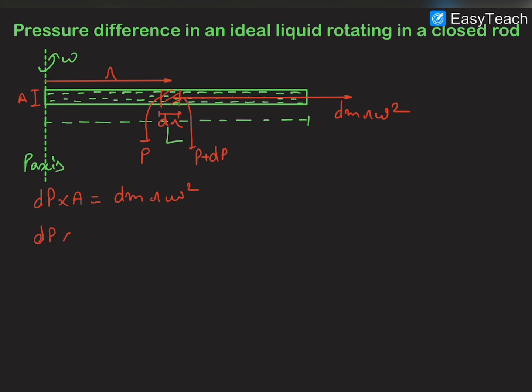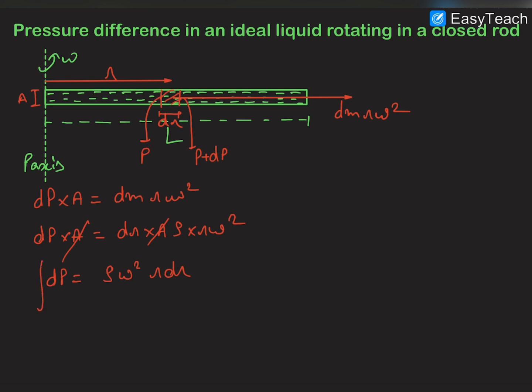Now this is dP into area, and that is dm. dm would be dx, in fact dr, into area into rho, and this is r omega square. So cancelling A with A, dP will be equal to rho omega square integration, in fact first of all let us write down r dr.